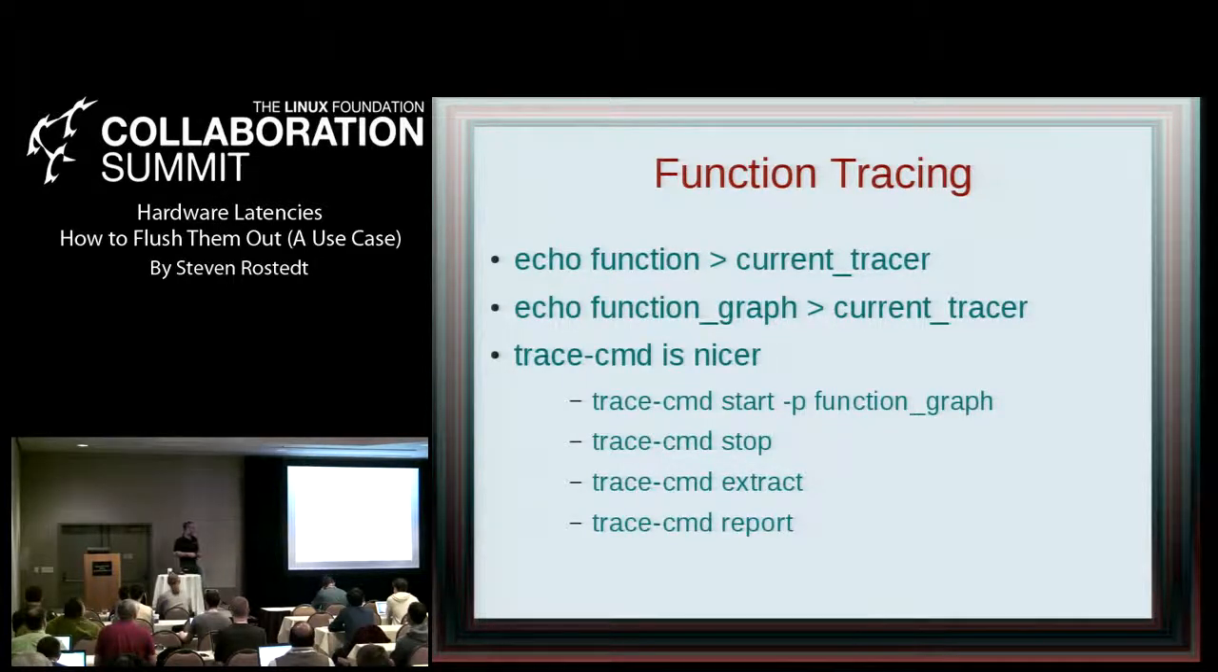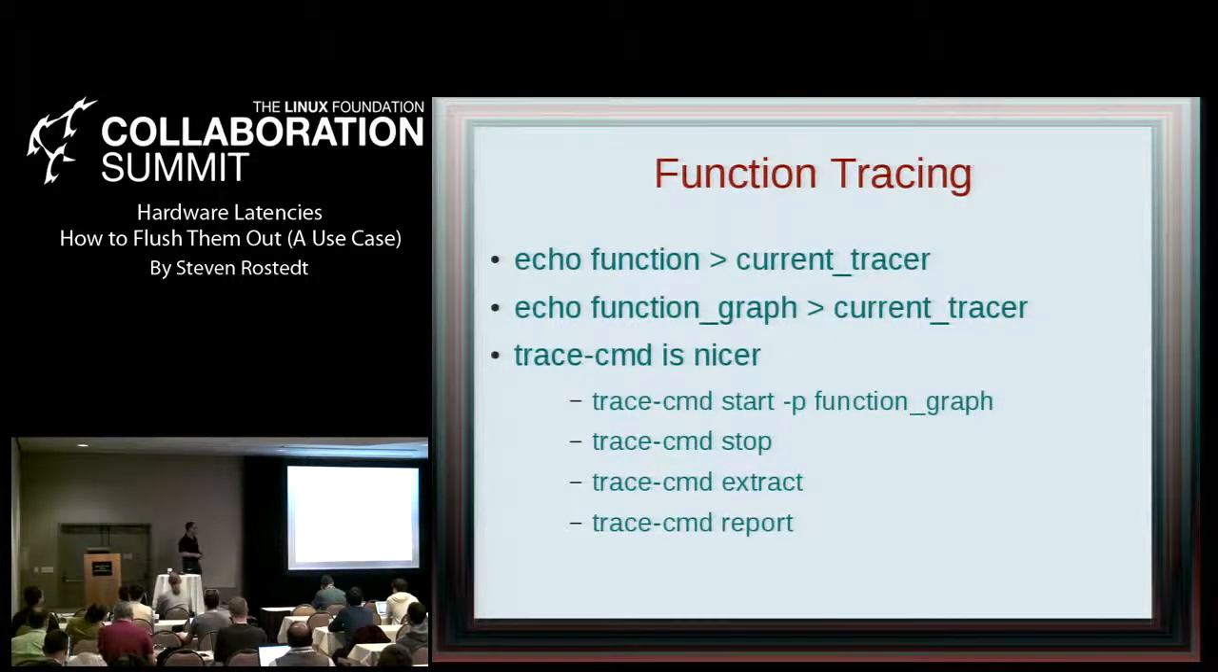trace-cmd is much nicer to use. I use trace-cmd now, basically. I seldom actually go into the debugfs directory. I use trace-cmd as my interface to ftrace. You just do trace-cmd record -p function_graph, and it runs trace-cmd stop, trace-cmd extract, trace-cmd report. This will stop the tracing. It just turns off the ring buffer. The actual tracing overhead is still running, because to turn that off, it clears the ring buffer, so you don't want to do that.